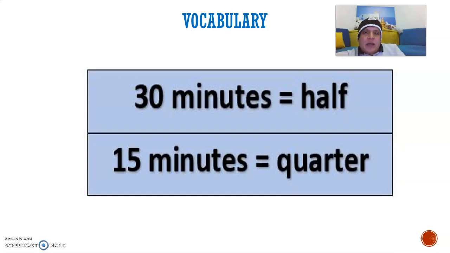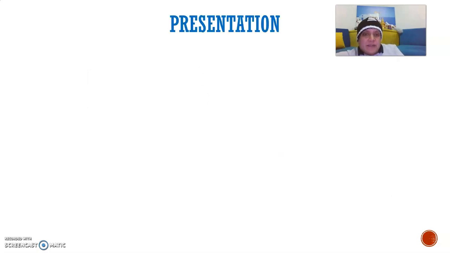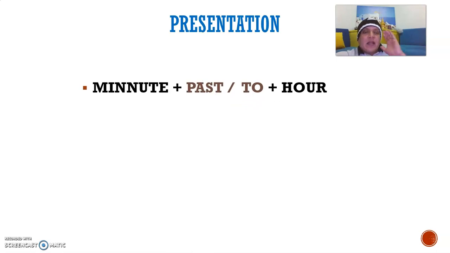All right, let's move on. So we have two important words, as I said: half and quarter. But how are we going to use these words? We will see how we're going to use past and to. These are two important words to know. We say the minute, then past or to, then the hour. How? Let's see.